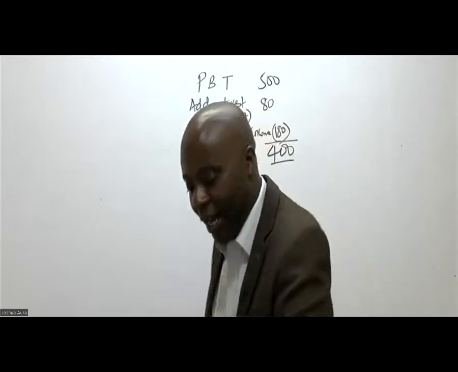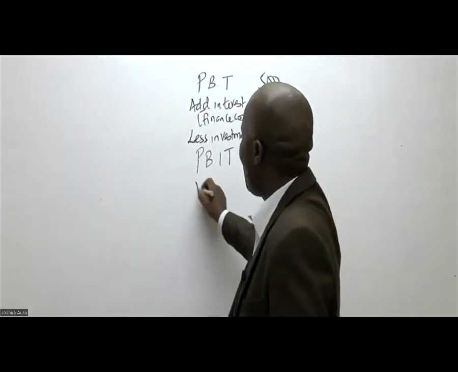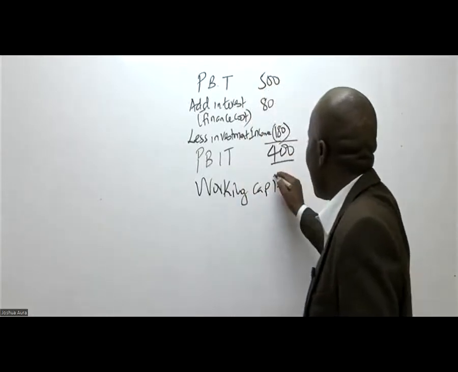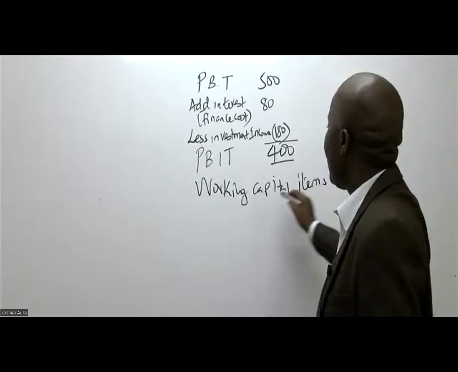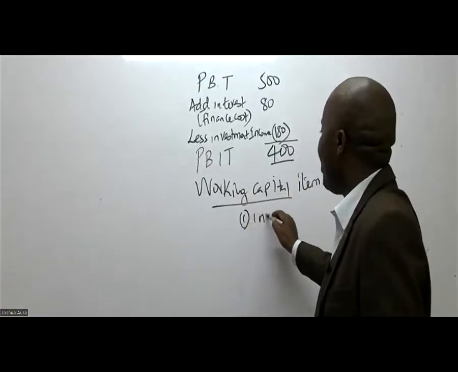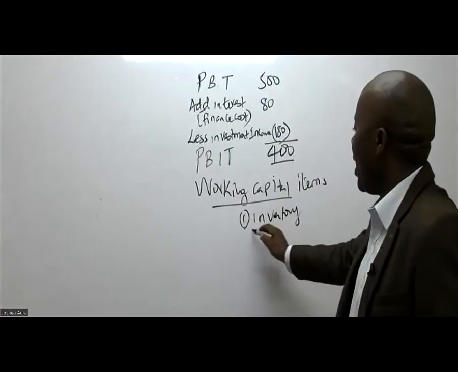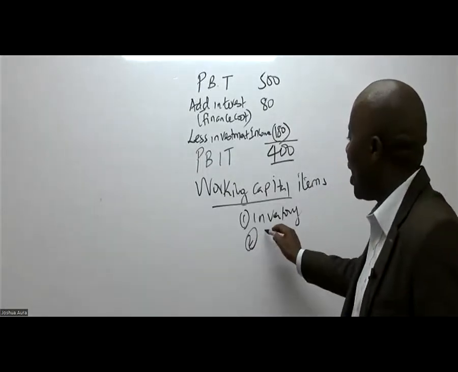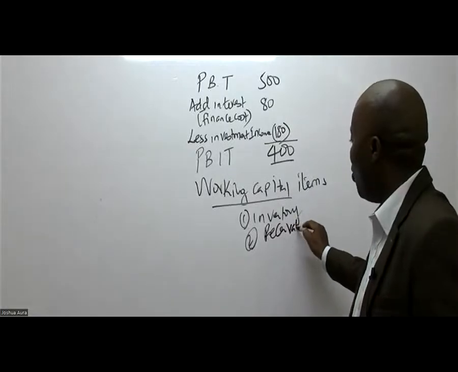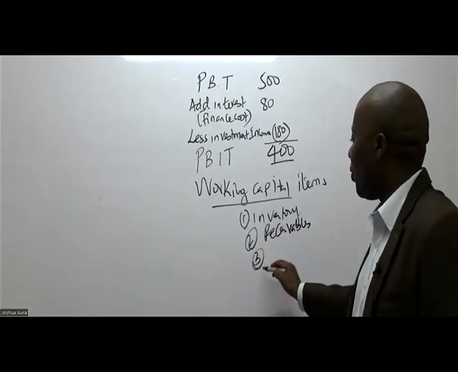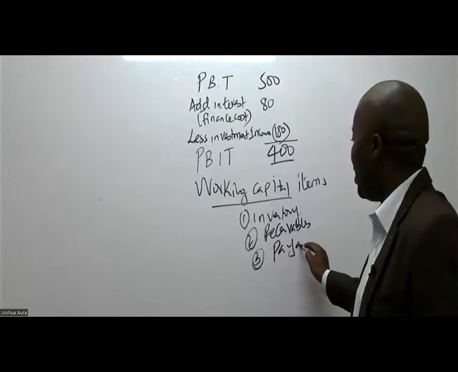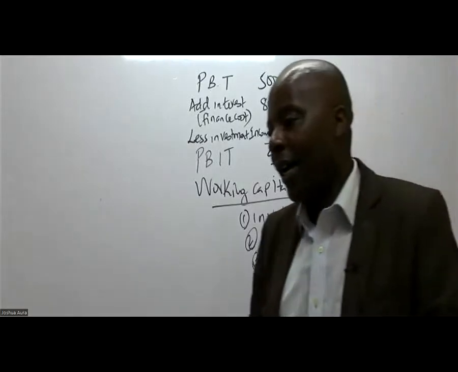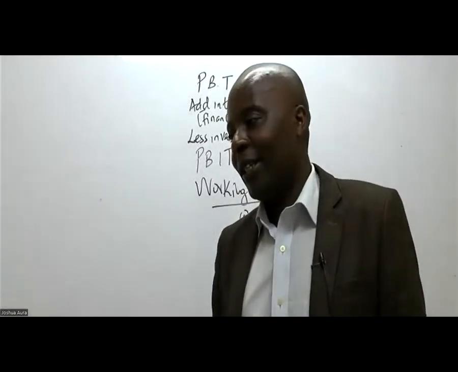So we have in working capital, ladies and gentlemen, working capital items: the first one is inventory, what is the second? Automatically the second is receivables, and then the third one, ladies and gentlemen, is the payables, like that. Great. Thank you so much.